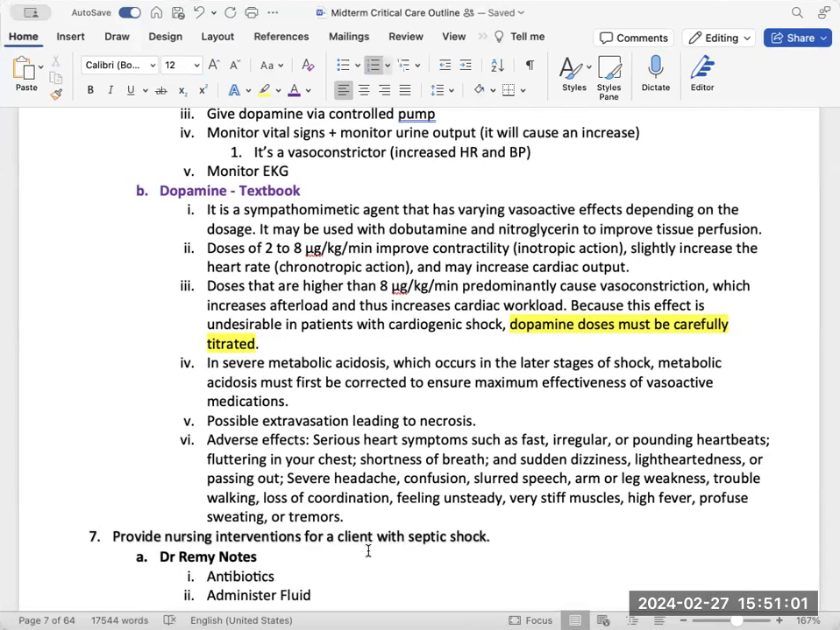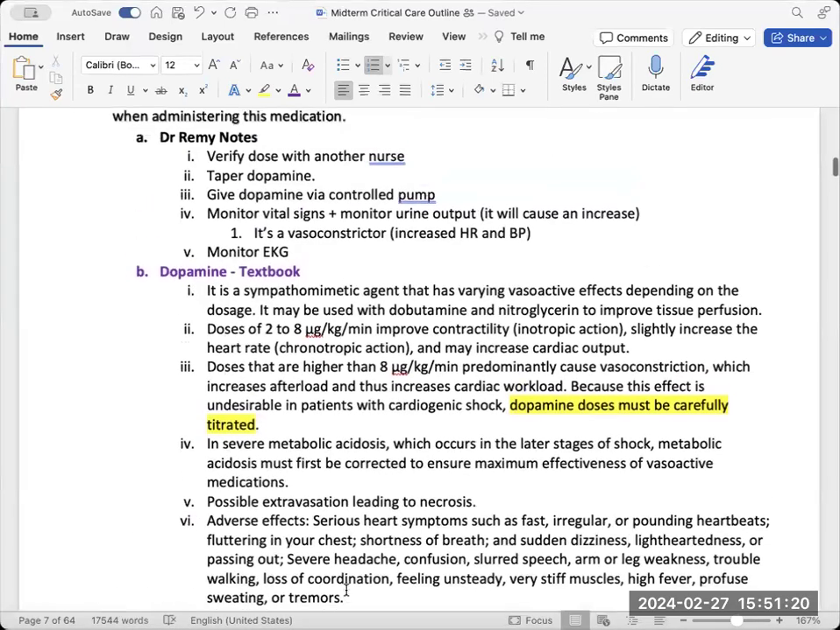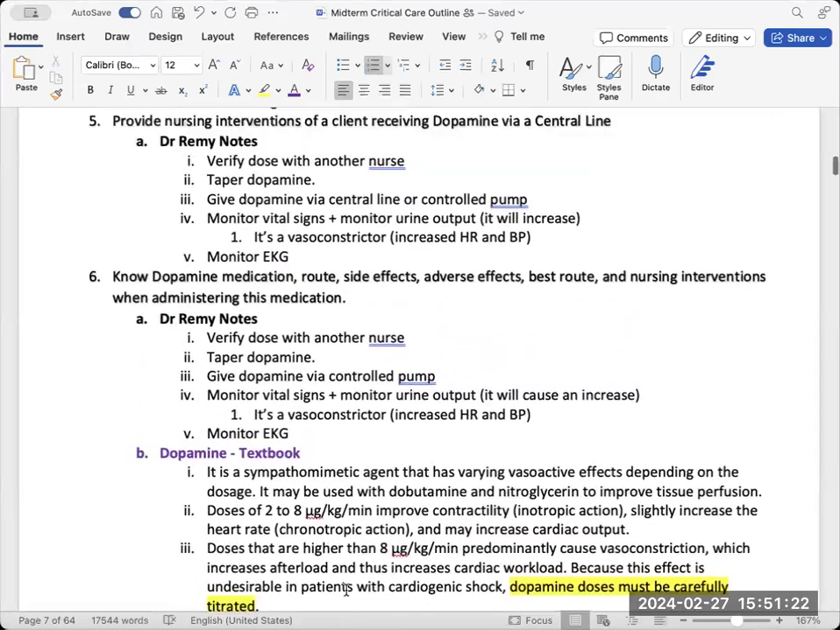We said there could be arrhythmias or irregular heartbeats, shortness of breath, dizziness, from all that vasoconstriction, especially if we've raised that level a little too high. They can have lightheadedness, passing out, severe headaches, confusion. They can have a whole bunch of problems, okay? Sweating, tremors. So, that's why we need to be very, very careful with dopamine.